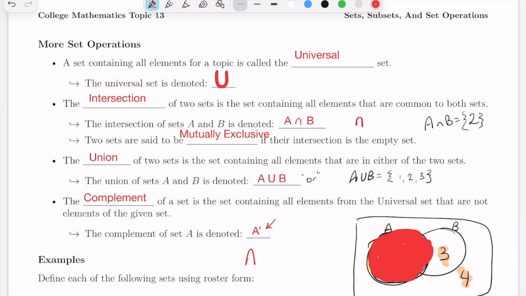In this case, because A was 1 and 2, A complement is going to be what we still have left. A complement or A prime would be 3 and 4. So those are not a part of A. They are the complement of A.